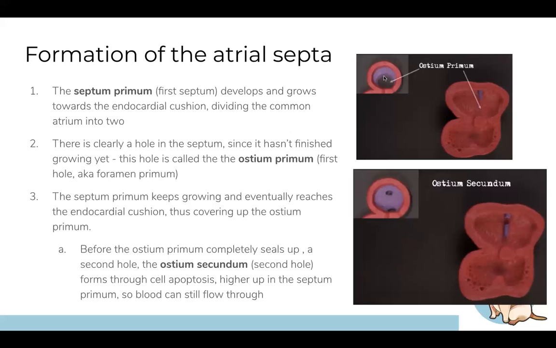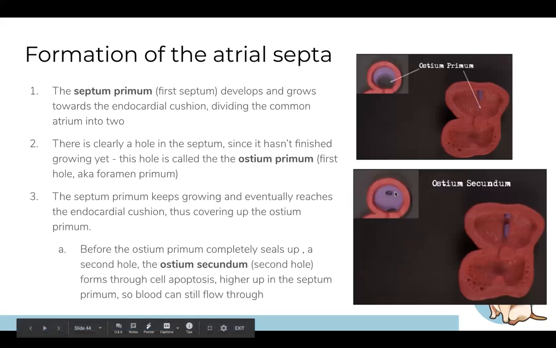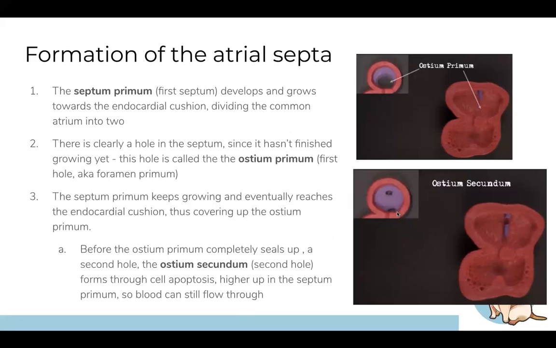But before it completely seals up, as you can see, it's just about to seal, another hole appears. This is because of apoptosis. The body is programming it to die to create another hole just before that finishes, because we want blood to still be able to flow through. So before that closes, the ostium secundum opens up. Higher up there. Yep.